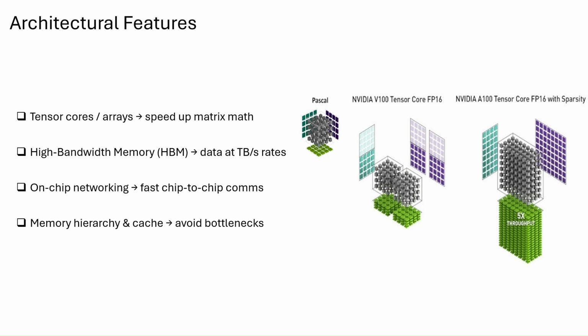Inside these chips are specialized compute units like tensor cores optimized for matrix operations. They are paired with high bandwidth memory which moves data at terabytes per second. Since training runs on many chips, they need custom interconnects for fast communication. And finally, a smart memory hierarchy ensures data is always close to the compute units, preventing slowdown.